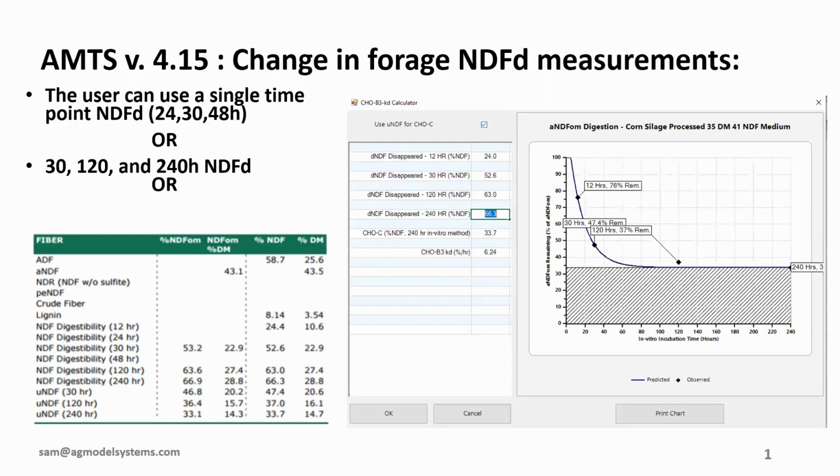This is an optional time point. We'll get into that here in a second. And that is the 12-hour time point. So now a user can use 12, 30, 120, and 240-hour NDFd to estimate that rate of degradation for fiber.